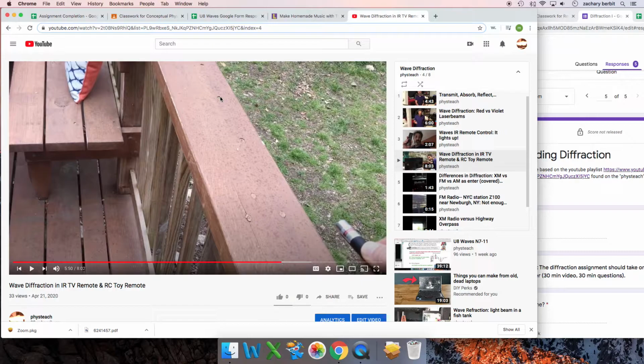So now we have a comparison. Note 7. Radio diffracts more than infrared, which diffracts more than a green laser.